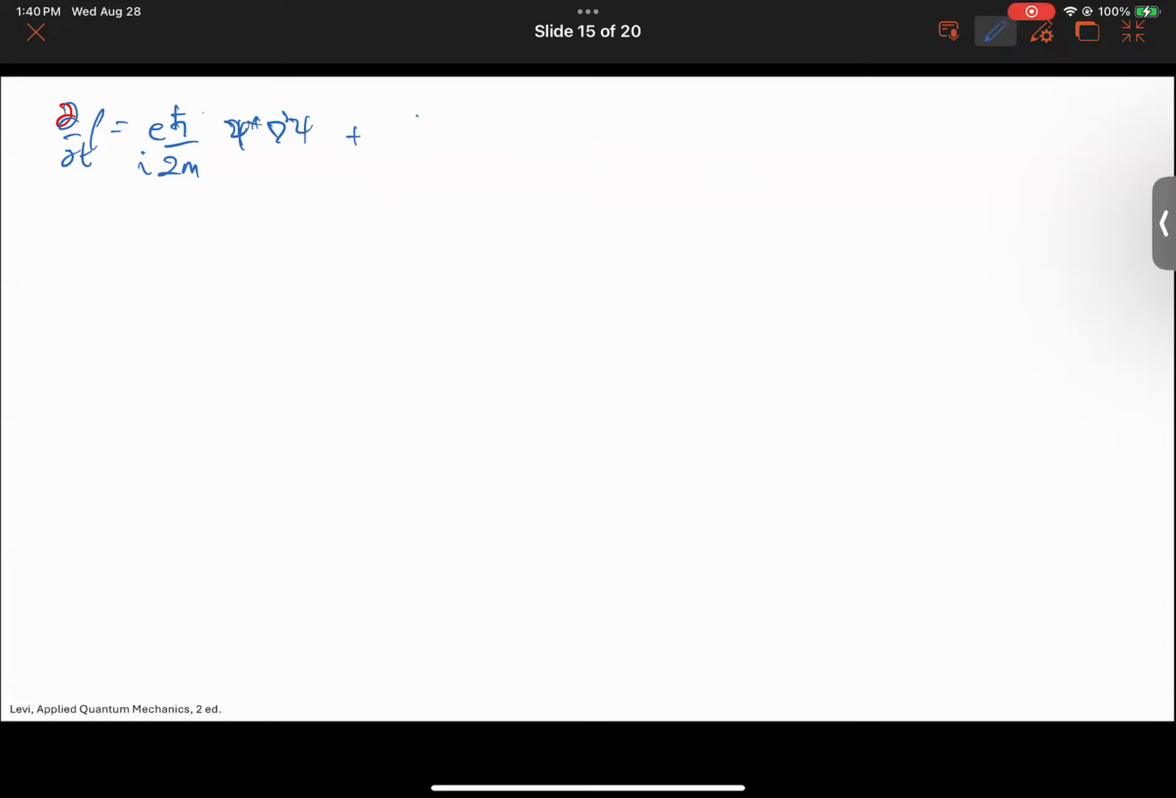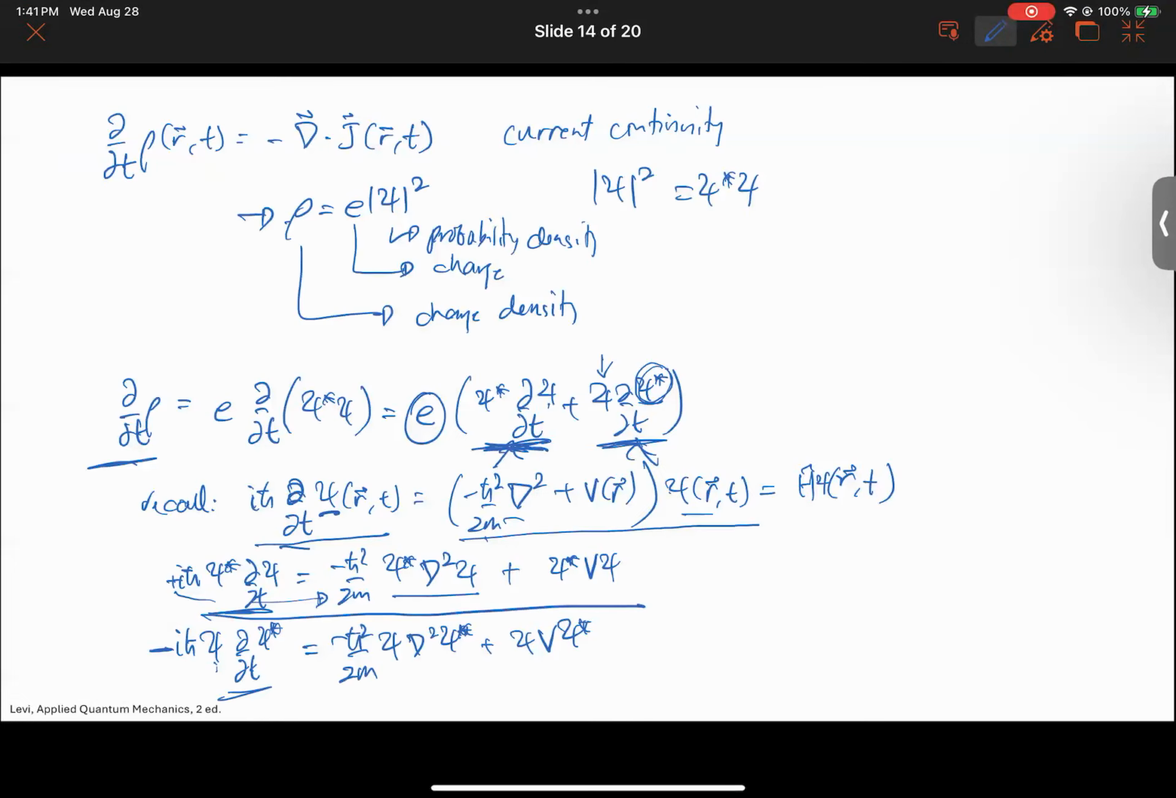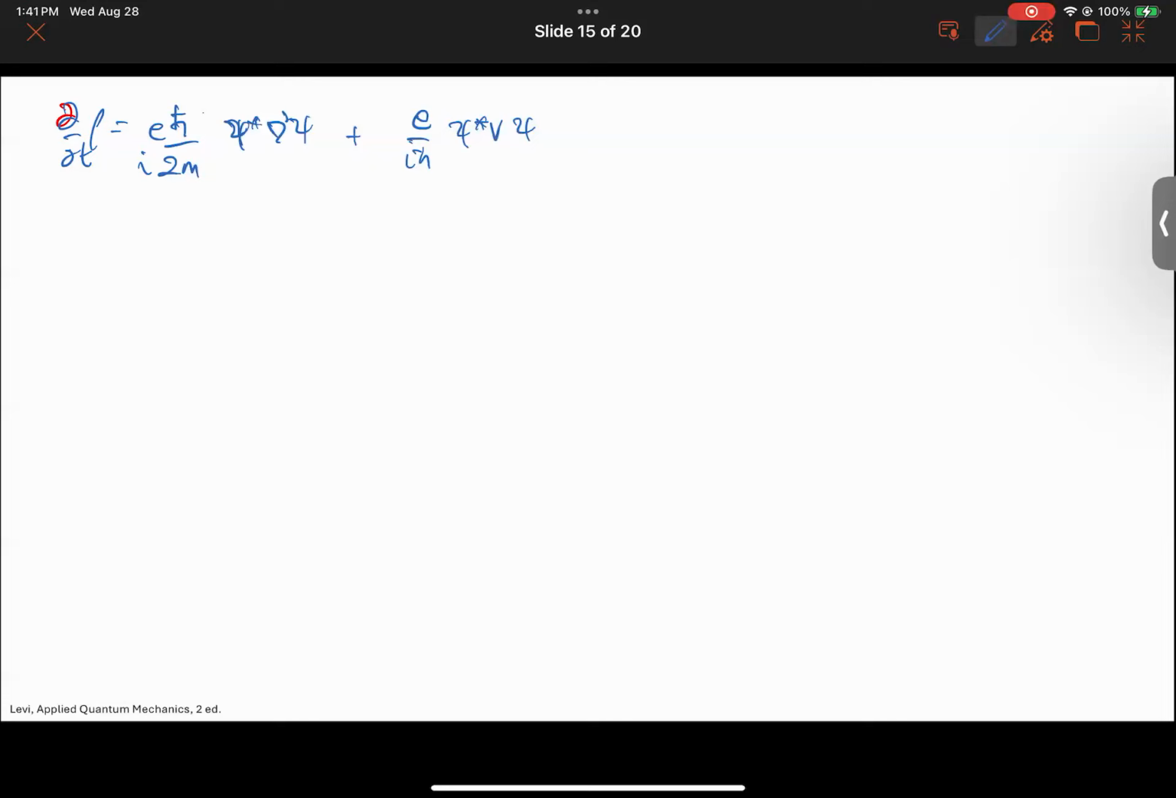Plus the E, of course, and then the iħ, and then psi star V psi. Okay, so that's the first term. Then the second term is minus ħ over i2m, psi del squared psi star plus or minus E over iħ, psi V psi star.